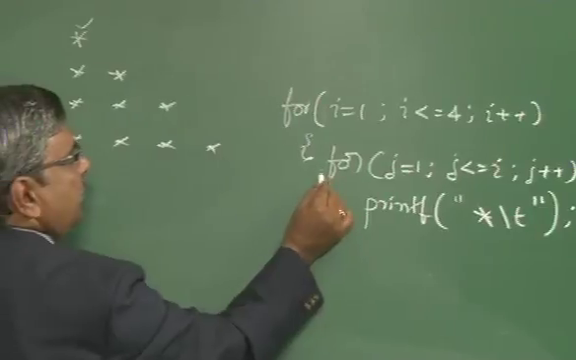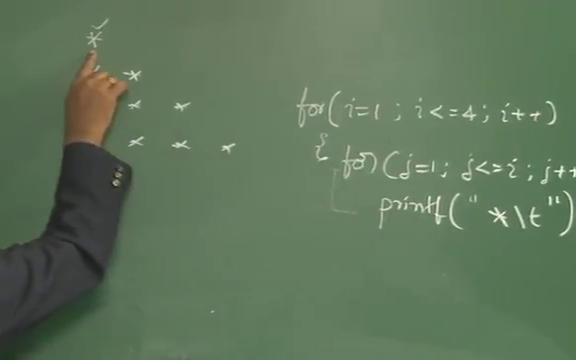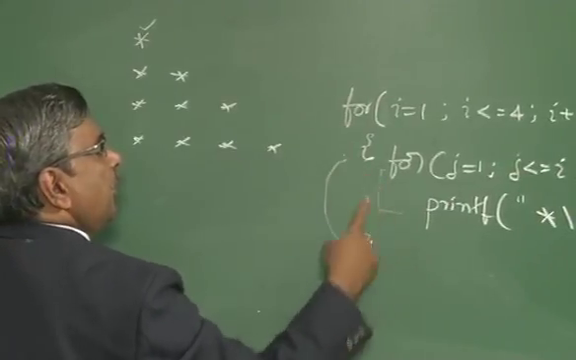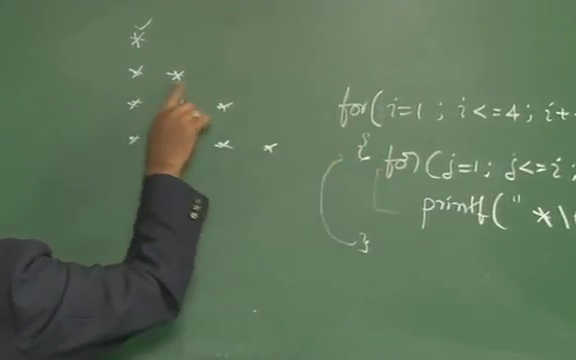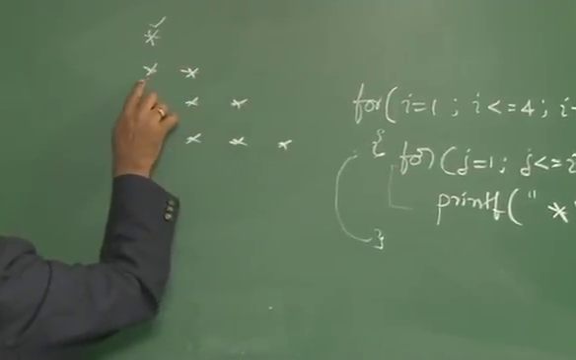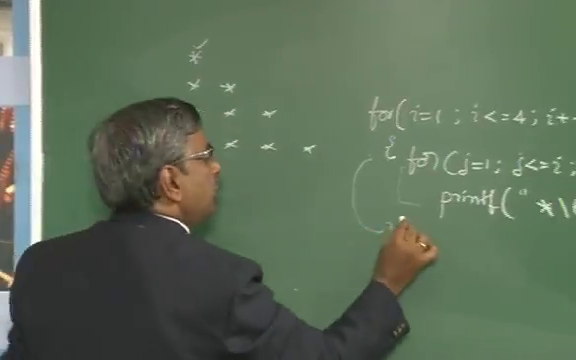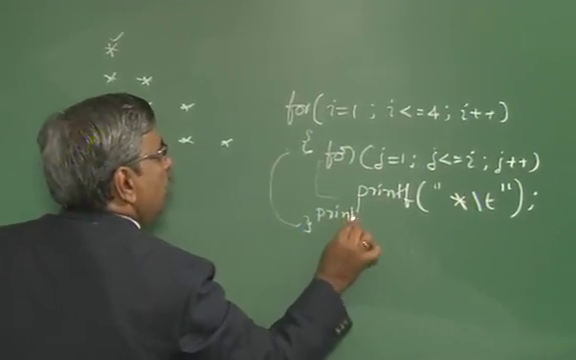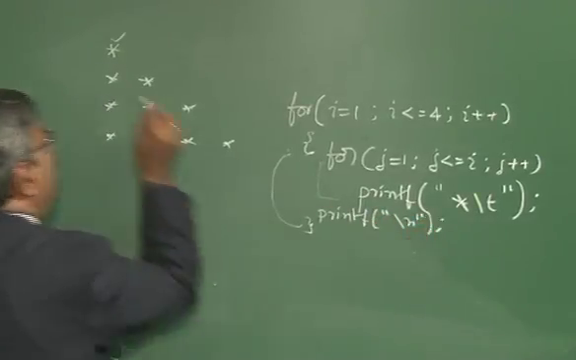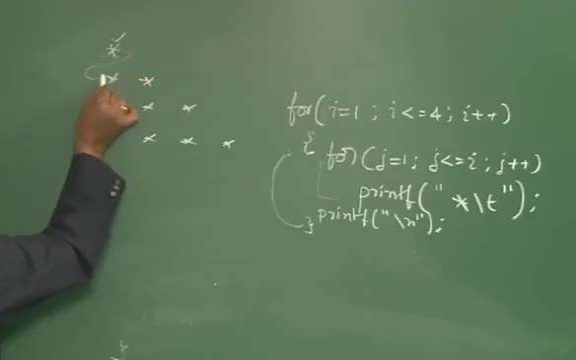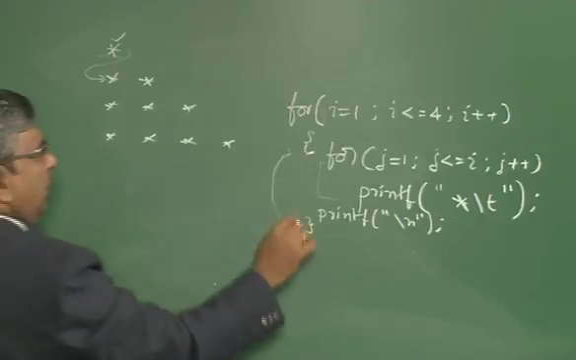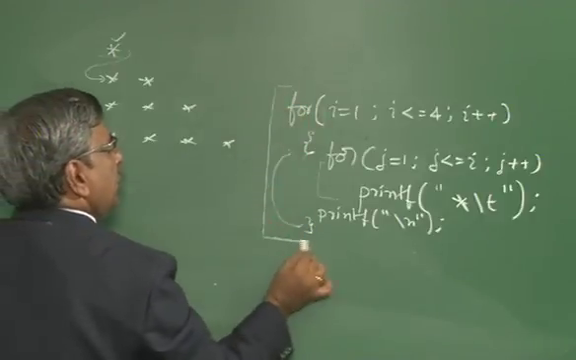This statement will execute one time in the first iteration, when i is 1. When i becomes 2, the control goes back, and 2 stars will be printed. After the first line is printed, the next line should be printed on a new line. Hence you have to introduce one statement, that is printf("\n"). This makes the next statement start printing from the new line. So this is how we can take control of printing the star.